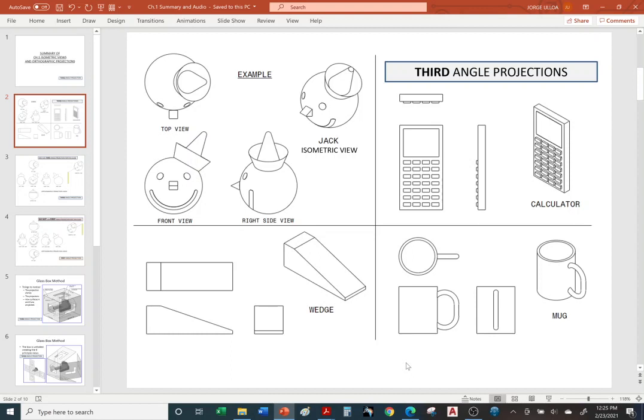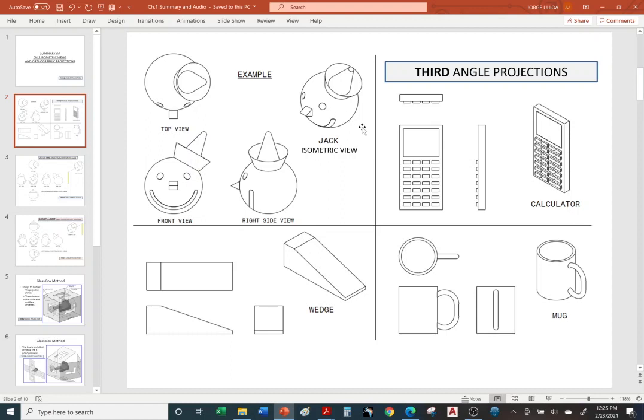Quick summary from our last class session. Once again, let's look at Jack. This is the isometric view for Jack. How do we define the front view? We have Jack's mugshot. Imagine you're standing facing Jack, looking dead in the eyes, and you get the front view. Again, typically the front view, as I mentioned before, is the view that gives you the most information, the most data.